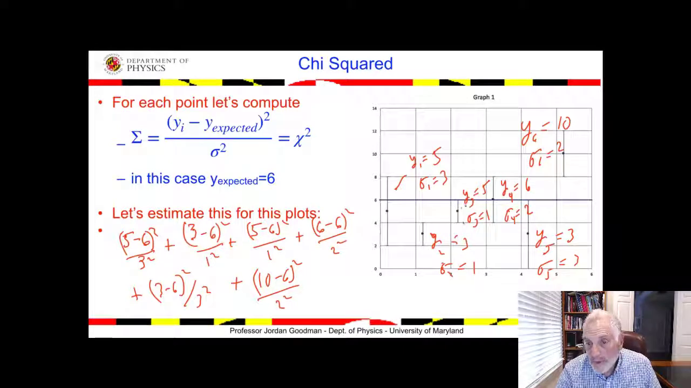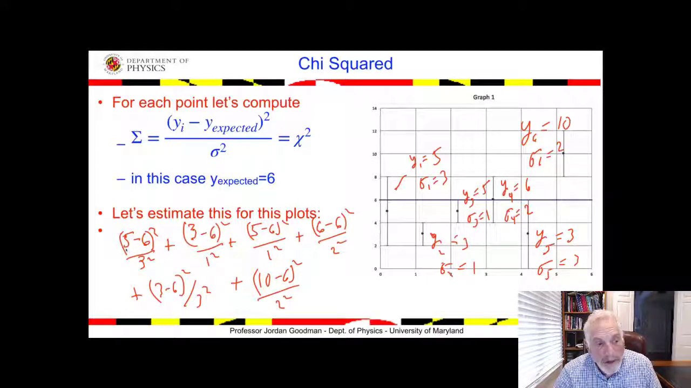We do the same for this one. We find a value of y equals 5, and again, sigma is 1. We get this one over here: y4 is equal to 6, right on the number, and the sigma is 2. And we do the same for here. y5 is 3, sigma 5 is also 3, and here we have y6. The last point is at the value of 10, and the sigma is 2.